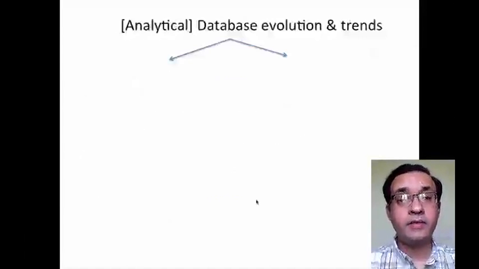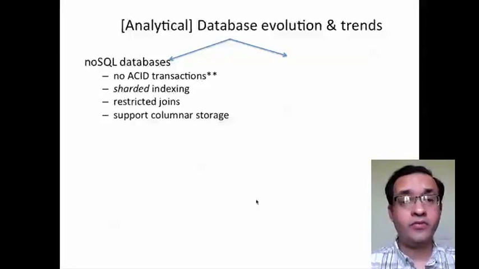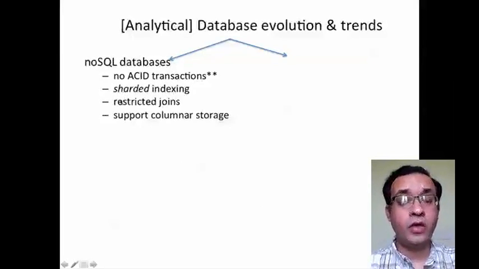So let me try to summarize the evolution of analytical databases and current trends. On the one hand, we have the NoSQL databases. They got rid of ACID transactions, that is transaction isolation, to deal with conflicts and locking. None of that is there. Instead of having indexes, they essentially use shards. That means distribution of data across different data nodes, distributed processing rather than indexing. They don't have joins because joins are better done in, say, MapReduce. And they support columnar storage so that you can have wide data. And as we've just mentioned, big data is about wide data.